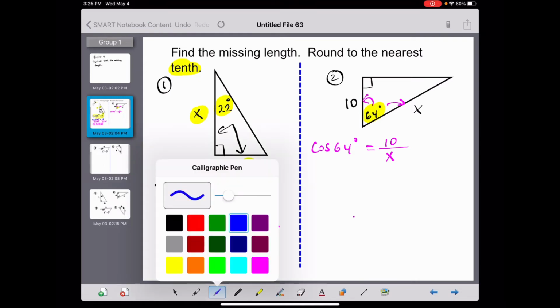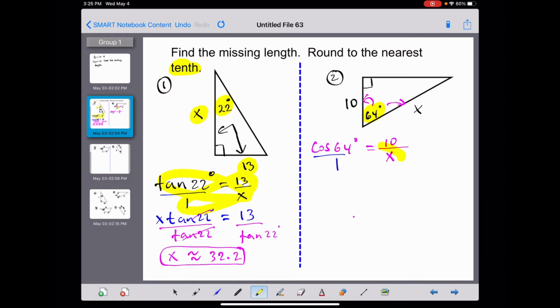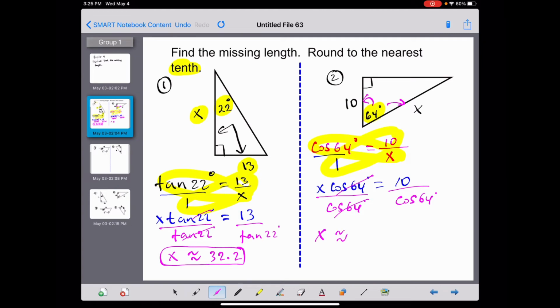Now I'm going to make it into fractions, and then we're going to cross multiply, okay? Then we get x cosine 64 degrees equals 10. And then we're going to divide both sides by cosine 64 degrees to get x by itself. So that cancels. The next part is the calculator. So you would press 10, divide, and then cosine 64, and then enter. And then you would get the answer approximately 22.8. Okay?